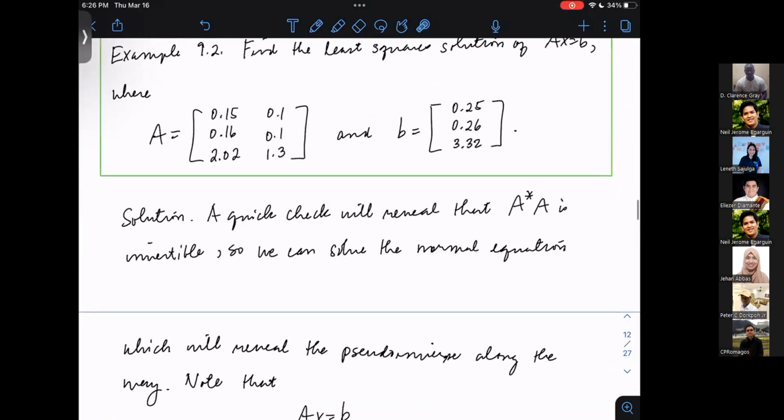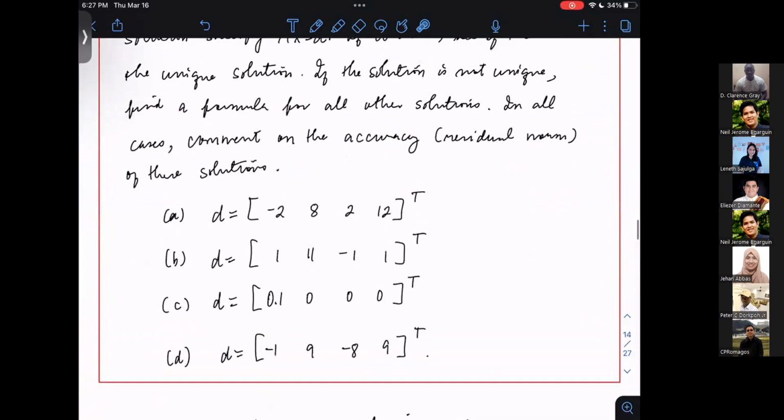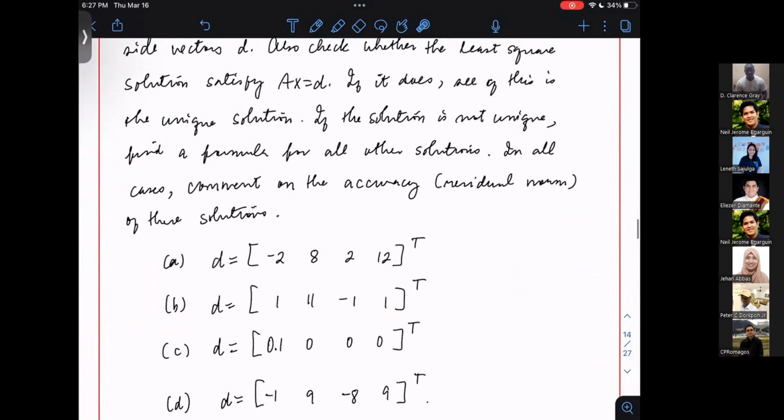All right, so that means the pseudo inverse will not just show us the least square solutions, but this will also be a good check if we have a unique solution. Because if you have an exact solution, compute A plus times A, and if that's the identity, then we have a unique solution. Okay? Right, so I also have some exercises here, so you can take a look at them. All right.